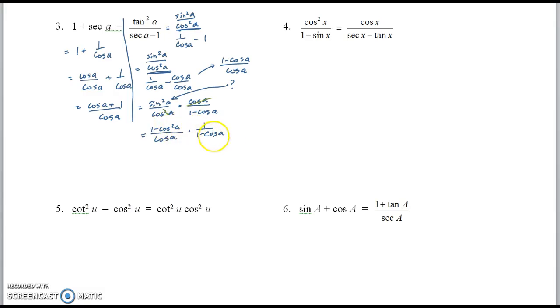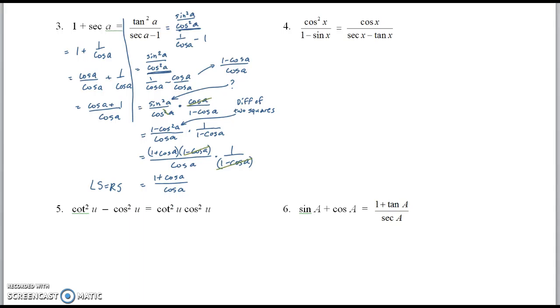You want to cancel again, but you can't because of the minus signs. You can't do anything. However, we have one more trick up our sleeve, and that is how to factor the difference of two squares, that a squared minus b squared. So it's a difference of two squares, and we can do 1 plus cos A, 1 minus cos A, all over cos A. And in the second fraction, 1 minus cos A on the bottom. I'll put it in brackets to remind you that we can't cancel unless they're identical. So we cancel both those brackets, left with 1 plus cos A over cos A, which makes the left and right finally match.